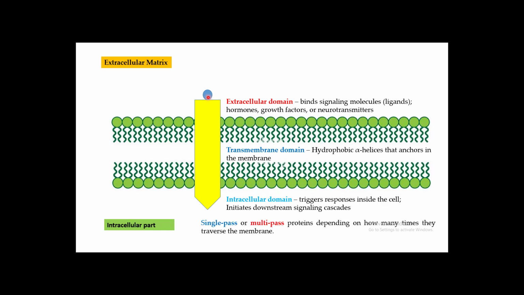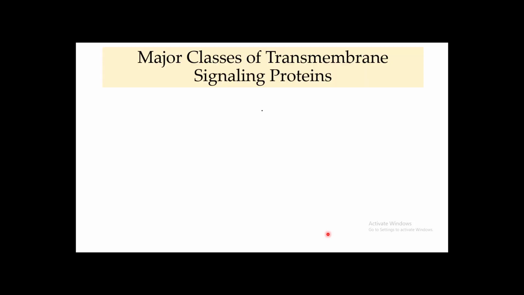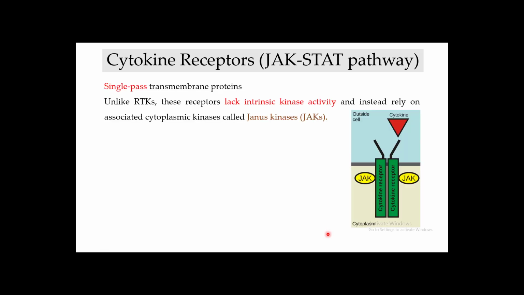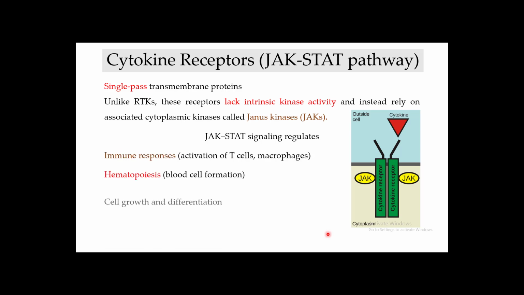I've told you about single pass or multipass transmembrane proteins; these terminologies depend on how many times these transmembrane proteins traverse the membrane. We started our discussion on the single pass transmembrane proteins, and I gave the example of the receptor tyrosine kinase as one example. We also discussed the cytokine receptor as another example of the single pass transmembrane proteins.